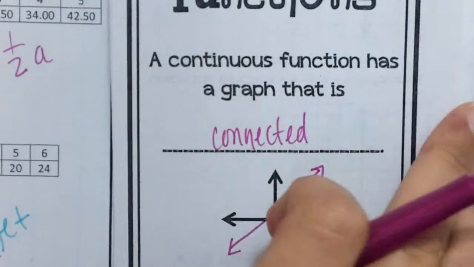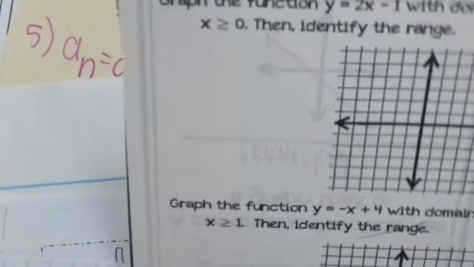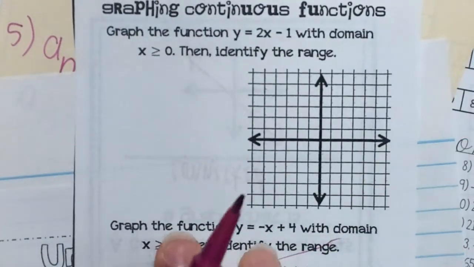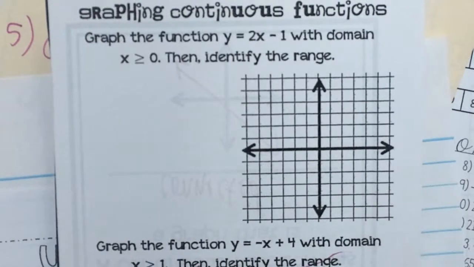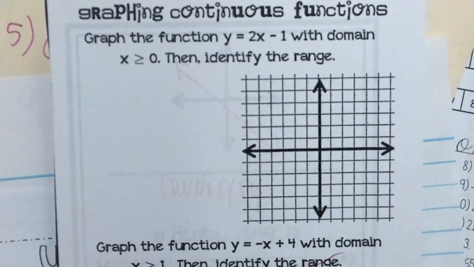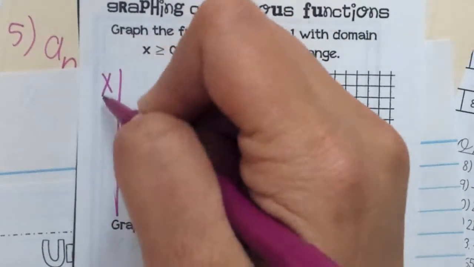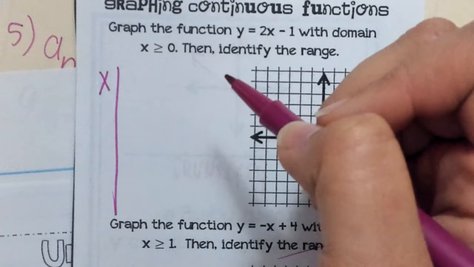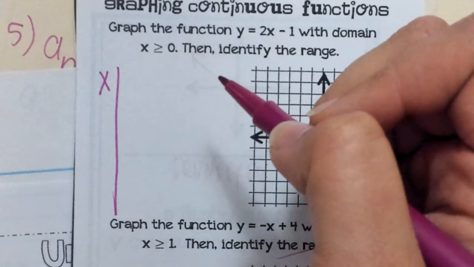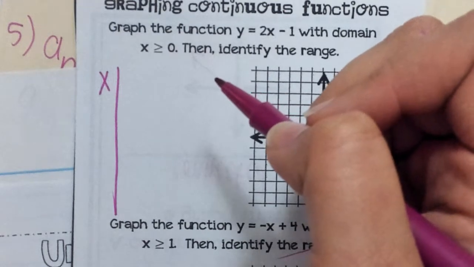Are we ready? Open your Flappy. So this one says graph the function with the domain where x is greater than or equal to 0. So what x values are we going to plug in this time? 0, 1, 2, 3, 4, and 0 and above.